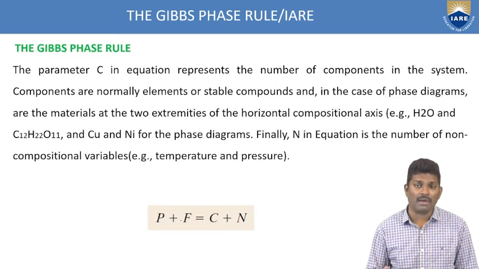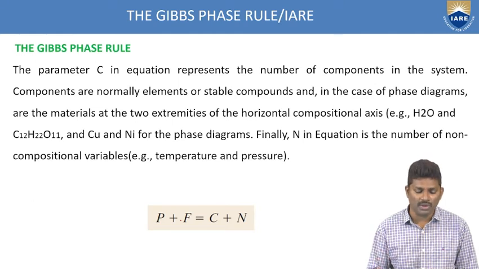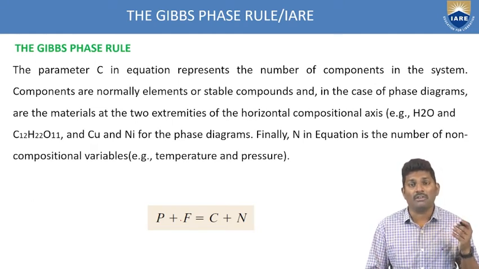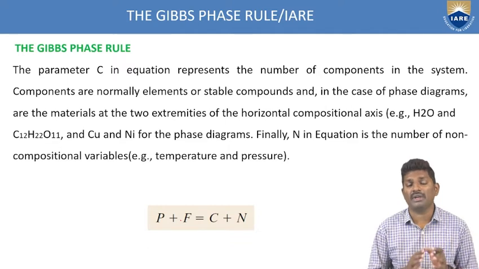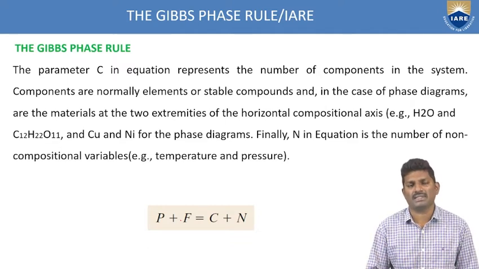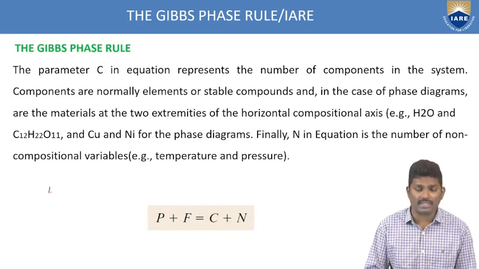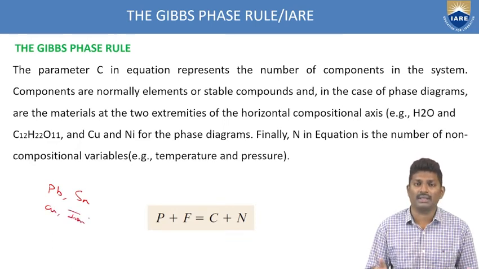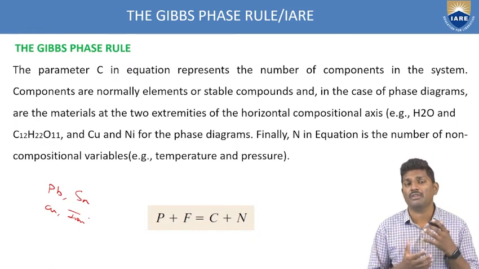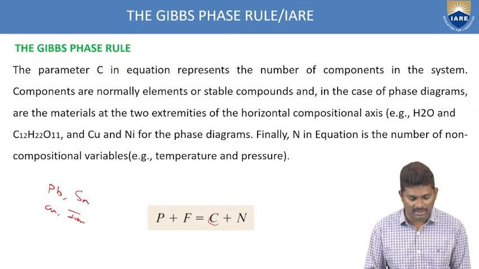Coming to the parameter C in the Gibbs rule, we have the number of components in the system. In the previous sessions we discussed the combination of nickel and lead. Next we saw lead and tin, and copper and iron. Like that, we have different compositions. How many components are present in the phase diagram is given by this C.